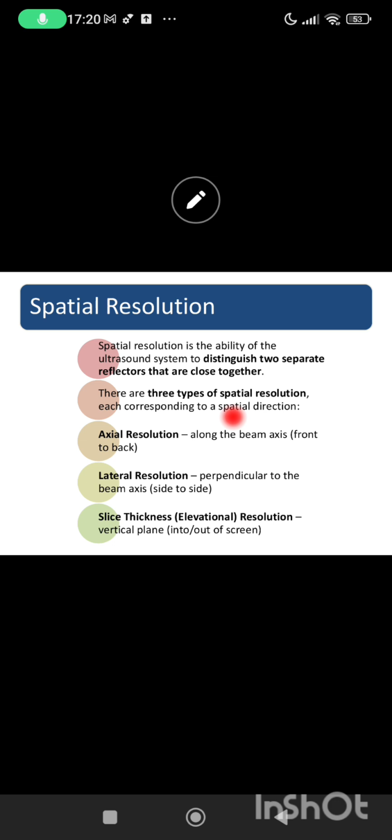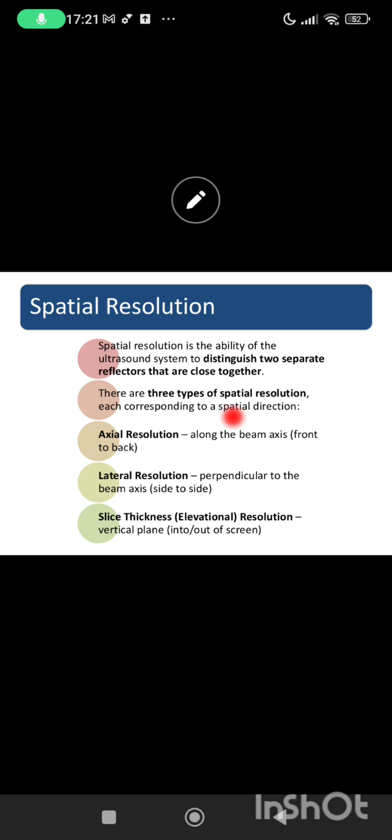And what is the difference between them? Axial resolution is for structures located along the beam axis or parallel to each other. Lateral resolution is perpendicular to the beam axis, where structures lie side to side to each other, while elevational resolution is a point in front of or behind another object. Okay, very good.